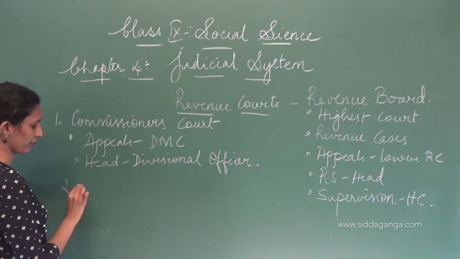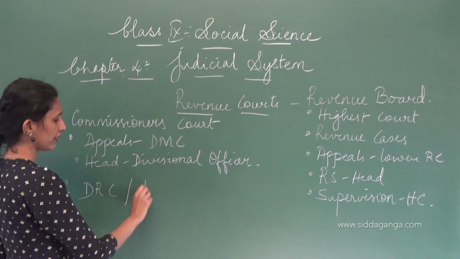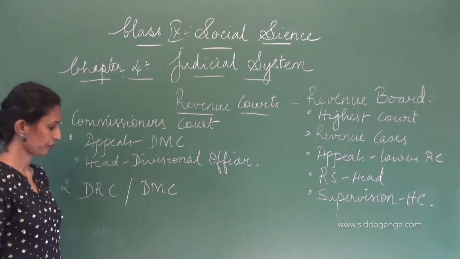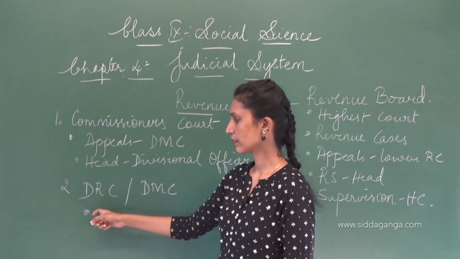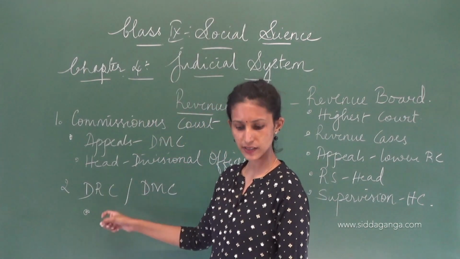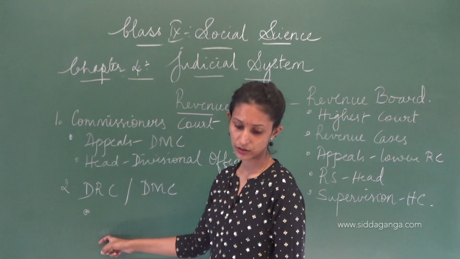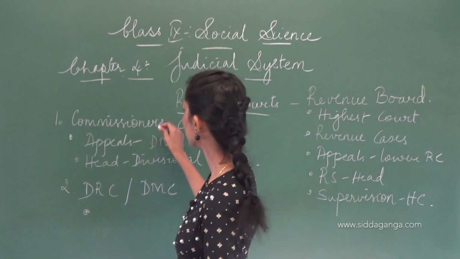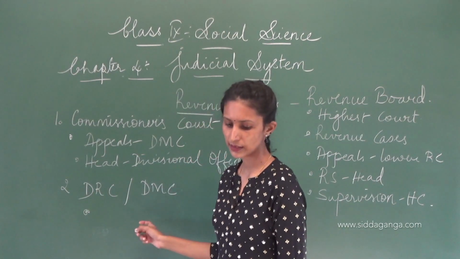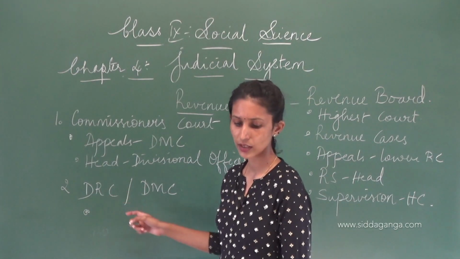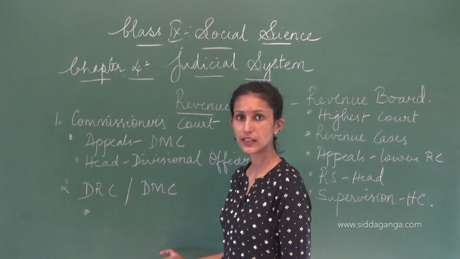Now write the second one: District Revenue Court or District Magistrate Court. Then make a point here. The point is, it is present in every district. It takes up appeals against the Tahsildar Court or the District Subdivisional Officers Court. Then, the third point: Deputy Commissioner is the judge.